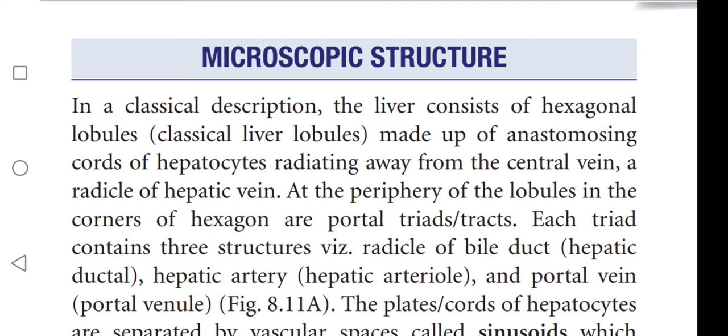In this video we are going to learn about the microscopic structure of the liver. In a classical description, the liver consists of hexagonal lobules, classical liver lobules, made up of anastomosing cords of hepatocytes radiating away from the central vein, a radicle of hepatic vein.